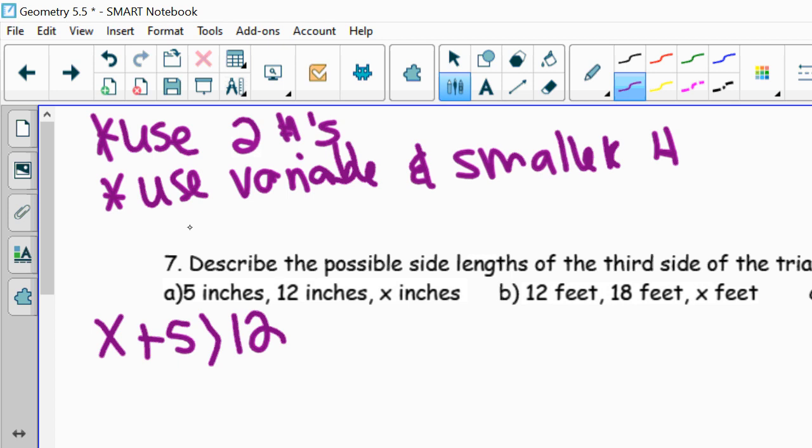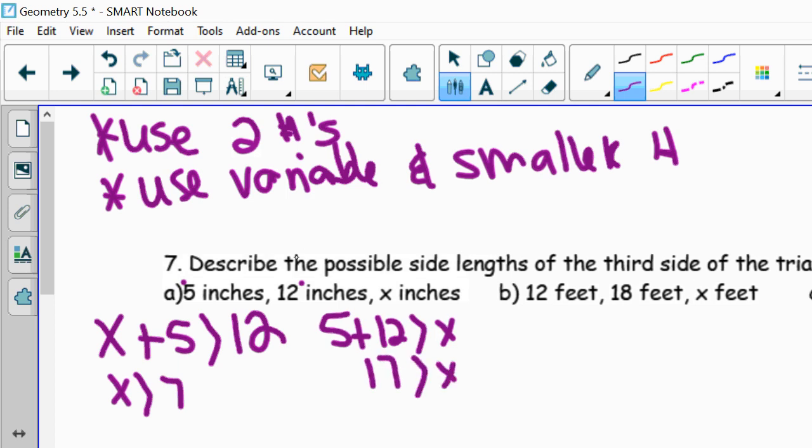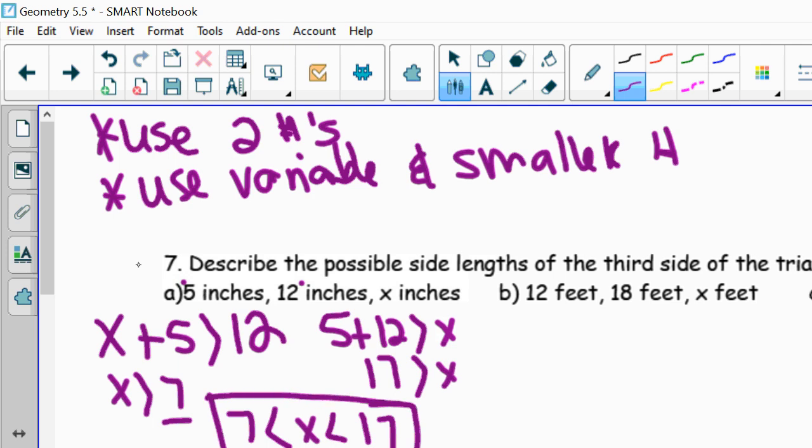Okay, so then let's solve this. If I subtract 5 from both sides, I get that X has to be greater than 7. Now I want to know what's the biggest number that I could go up to? So take the two numbers that I have and say 5 plus 12 would have to be greater than X. So 17 would have to be bigger than X. So X is between 7 and 17. Those are possible side lengths for A.